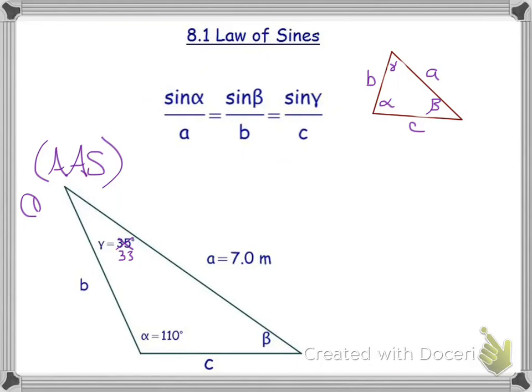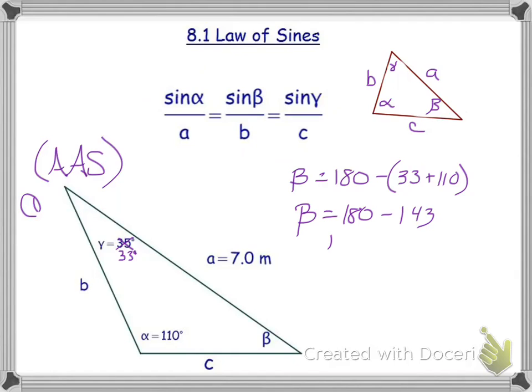So in this triangle, I'm given two angles and the side, and actually this should be not 35 but 33 degrees. So I'm given two angles and a side, and I'm going to start by finding beta. Beta is going to be 180 degrees minus the other two added together, 33 plus 110. So I get 180 minus 143, and that means that beta is equal to 37 degrees. And I can write that in there.